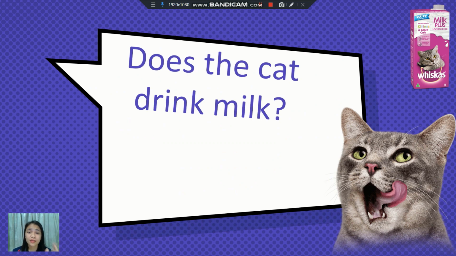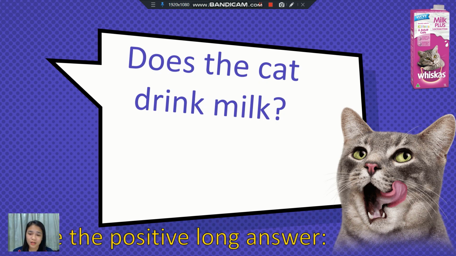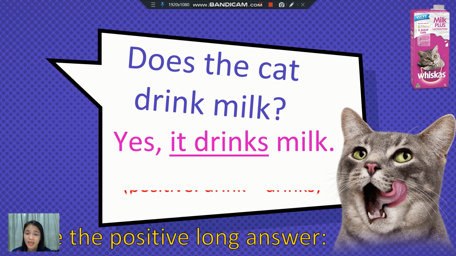Another example, does the cat drink milk? Look at the cat. The cat is looking at a box of milk. So give me the positive answer, long answer. So you say, yes, it drinks milk. So for this one, this is simple present tense. The verb drinks has an S because it is only one. You use it if it is an animal.